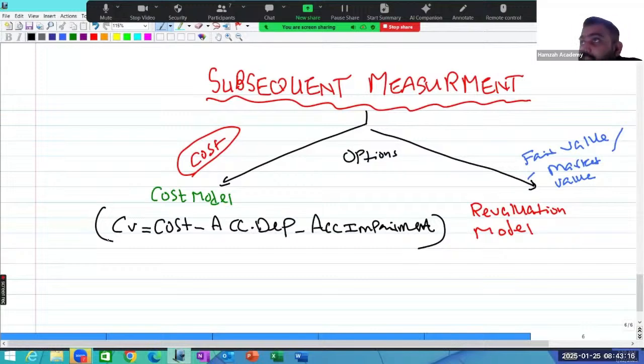Like we have purchased an asset for $1,000, we depreciate it over 10 years. So after 2 years, cumulative depreciation would be 200. So 1,000 minus 200, carrying value is 800. Now this carrying value is measured under the cost model. The base is the cost.